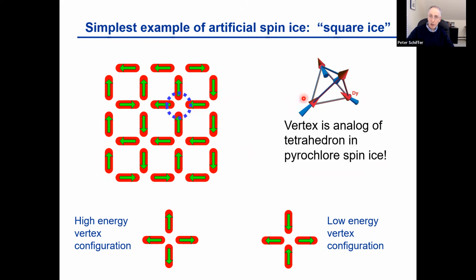And 4 island vertices are analogous to the 4 moments on the tetrahedra of spin ice. And it turns out that a high energy vertex configuration would have all the moments pointing in, or in this case, all the moments pointing out. The lowest energy vertex configuration turns out has 2 moments pointing in and 2 moments pointing out, which you can see is going to be analogous to the spin ice materials.